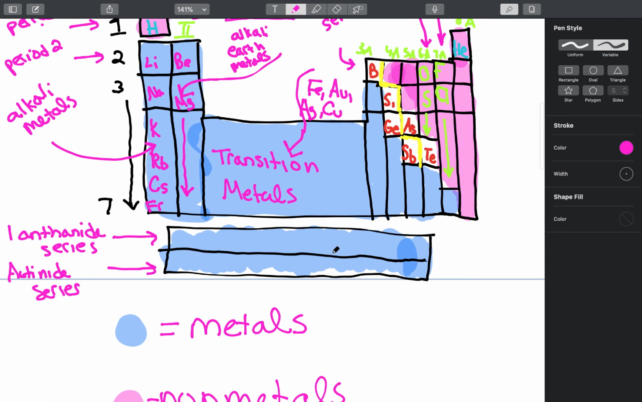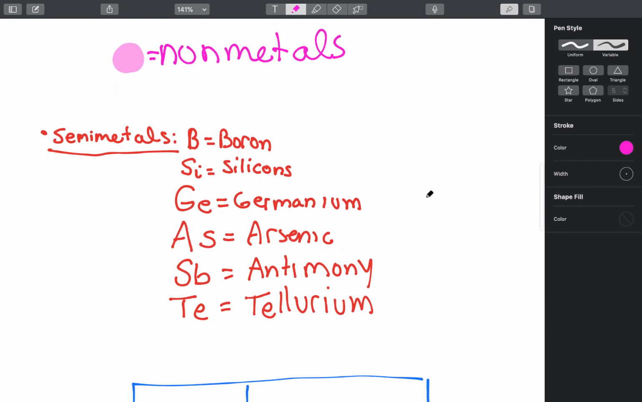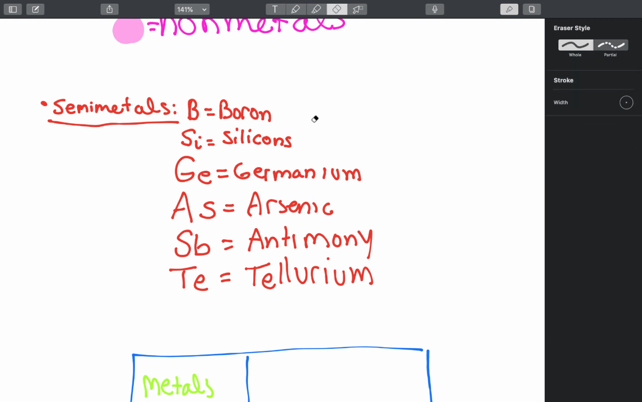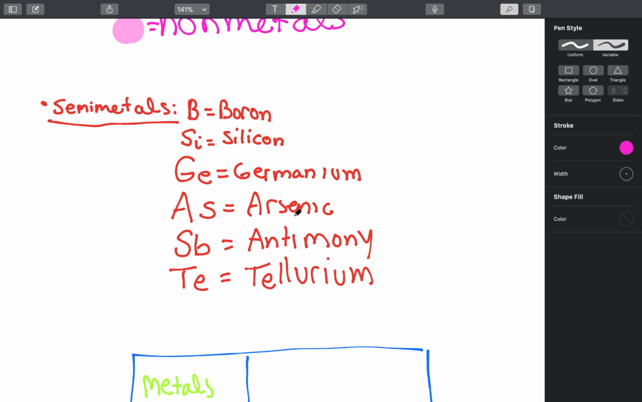So as I said before, this region here, the semimetals, is important to know because it divides the metals from the nonmetals. So I list them here for you. The semimetals include boron, silicon, not silicon, so let's get this S out of here. Silicon, germanium, arsenic, antimony, and tellurium. So those are the semimetals. And of course, you can draw it as like the step, as the staircase as we saw up there.